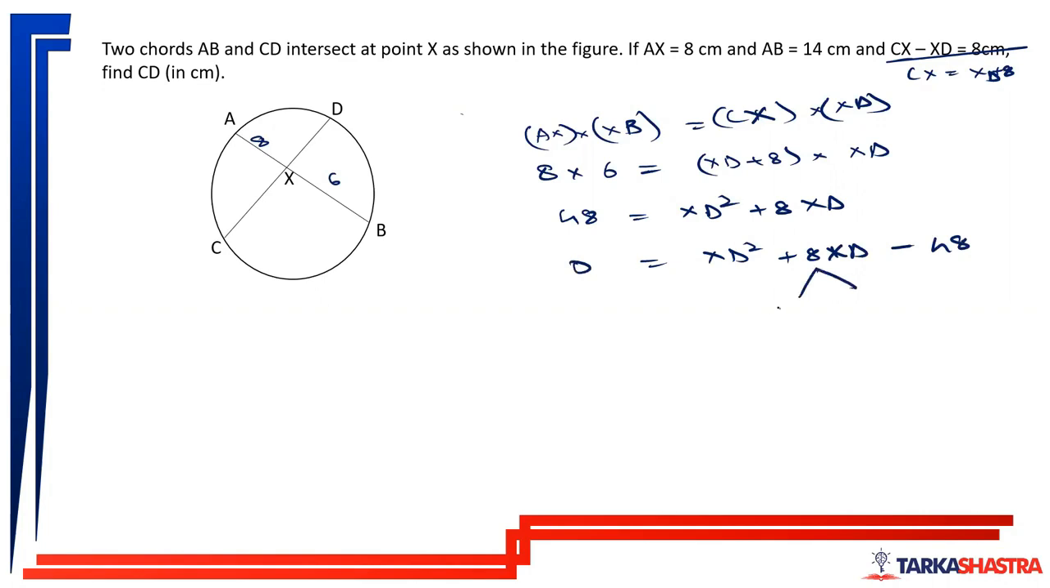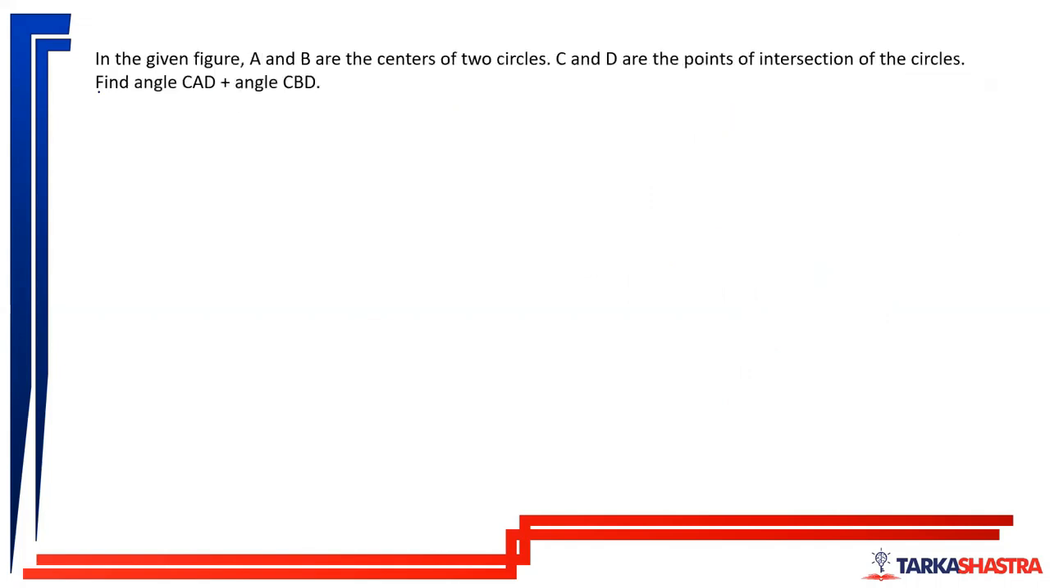So what are the roots? Plus 12 minus 4. We're just solving the quadratic equation. Minus 12 plus 4. Okay, so XD must be 4 because it cannot be negative. So if XD is 4, CX will be 4 plus 8, that is 12. Total CD will be 12 plus 4, 16. Moving forward.